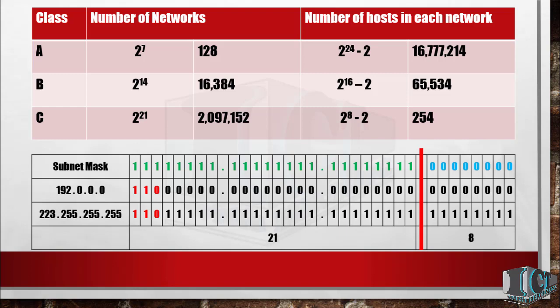Now, if you see from class A to class C, the number of networks that can be created increases from class A to C. So that means when the number of network bits increases, the number of networks created increases, and the number of hosts per network decreases as we go down the line.